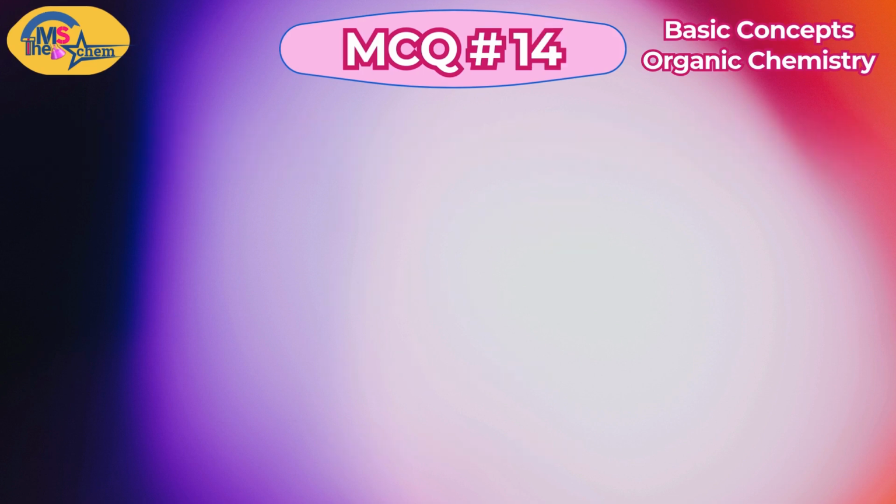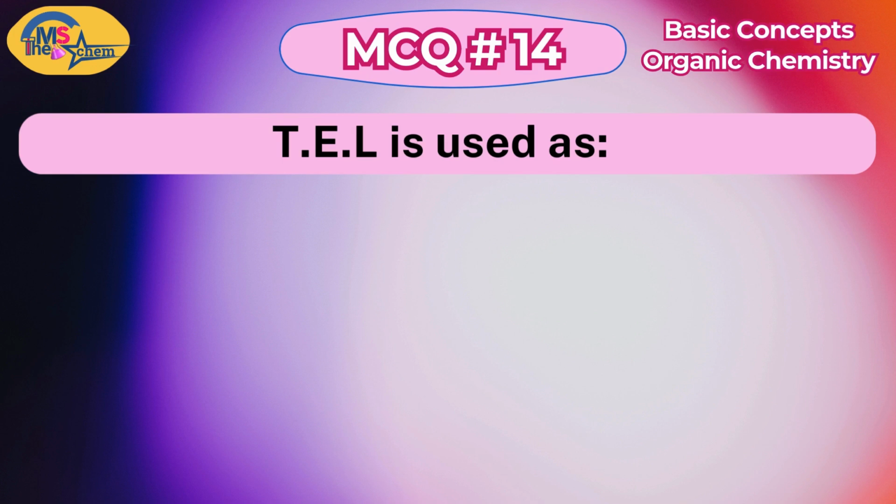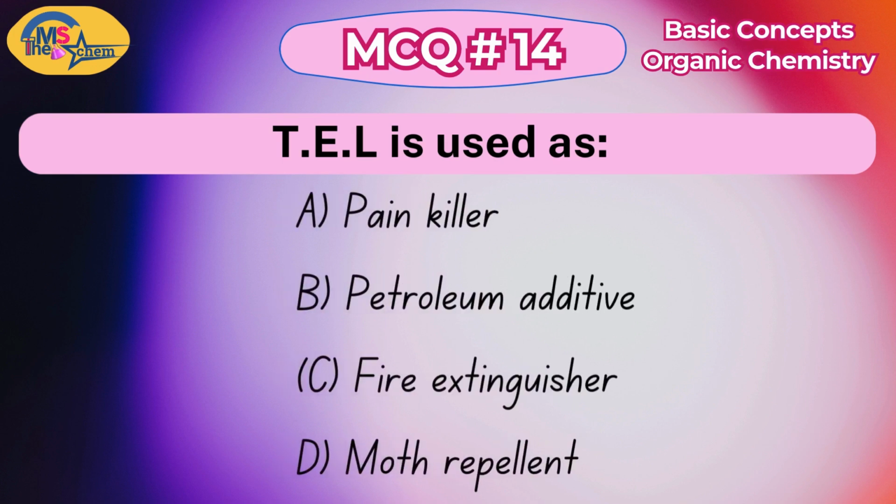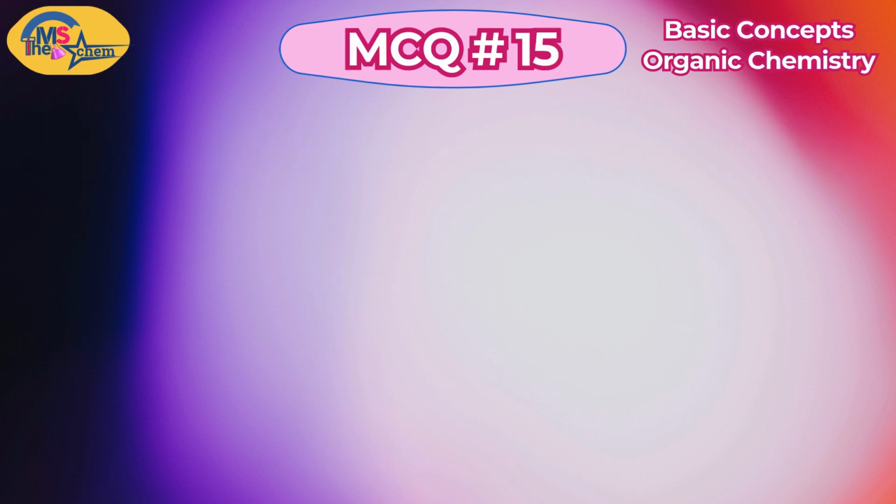Next question 14 is, TEL is used for. Option A is painkiller. Option B, petroleum additive. Option C, fire extinguisher. And option D, moth repellent. Which is the true answer? First, you can see that TEL is the abbreviation for tetraethyl lead, and you have learned in organic chemistry that tetraethyl lead is an additive which can be used as an anti-knocking agent. So the option B, petroleum additive, is the true answer to this question.